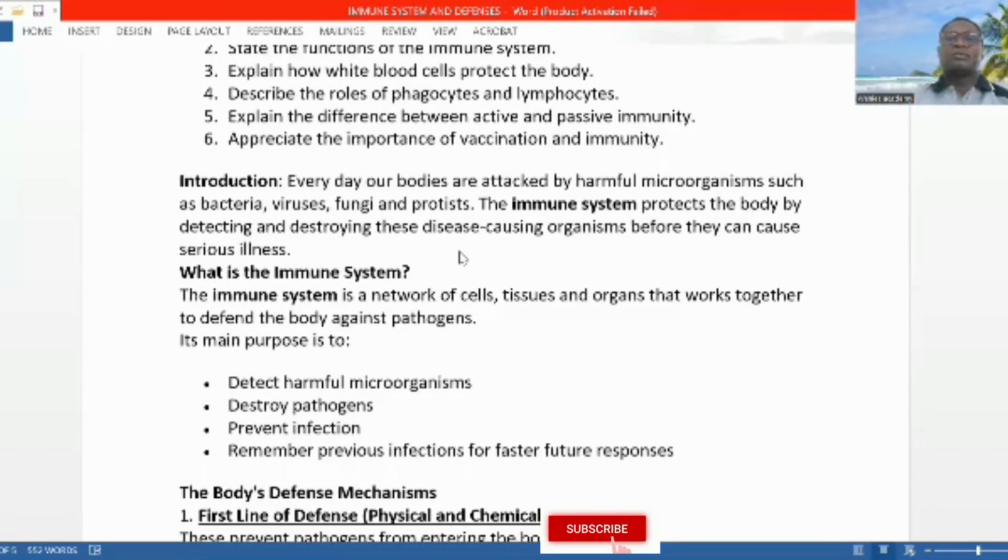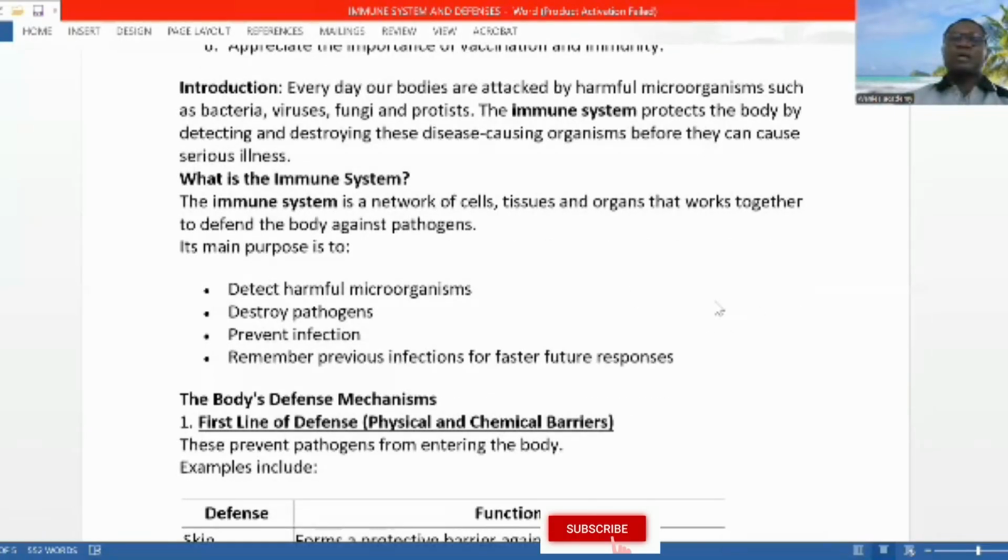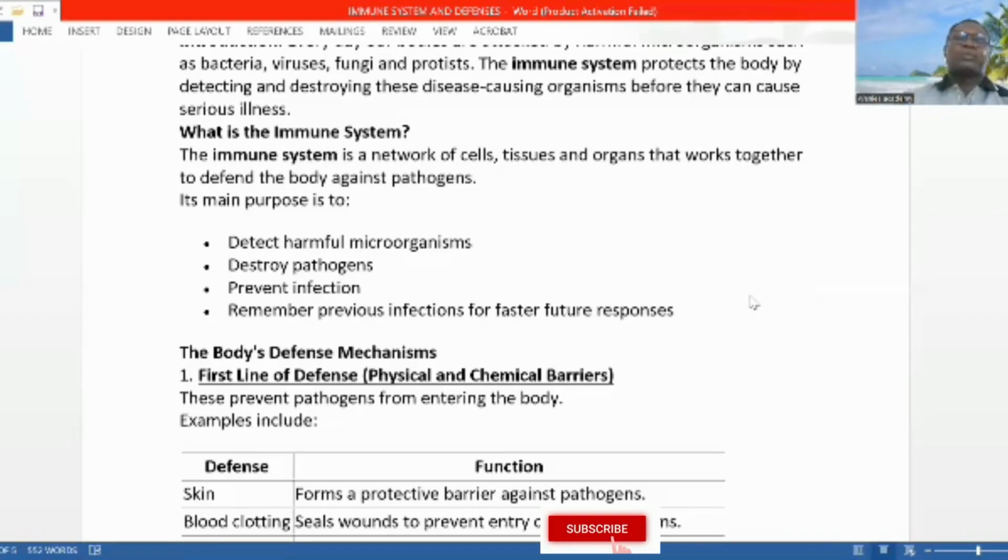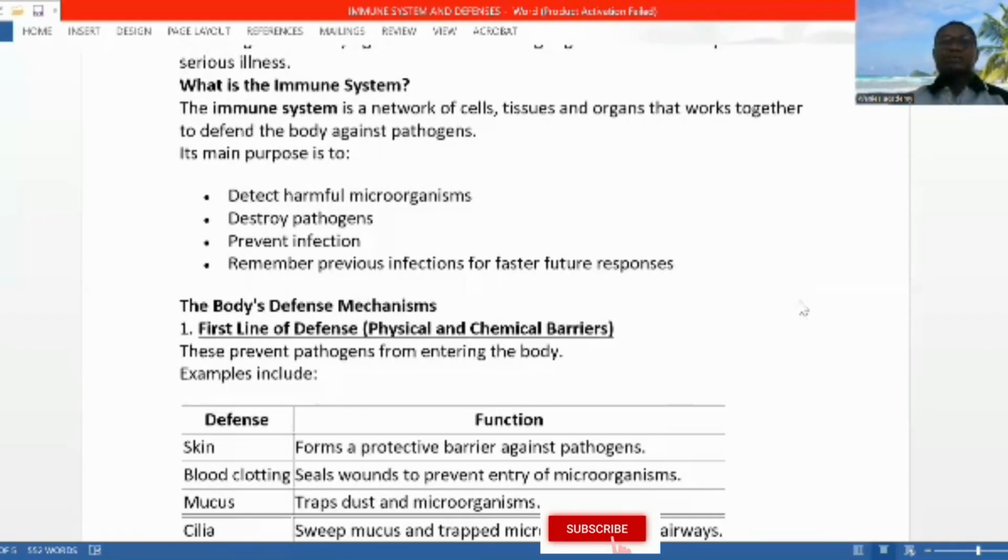What is the immune system? The immune system is just a network of cells, tissues, and organs which work in coordination to defend the body against harmful pathogens or microorganisms. The purpose of the immune system is to destroy harmful microorganisms, to destroy pathogens, prevent infection, and to also recall or remember previous infection and produce a counter activity to destroy the effect of the infection.